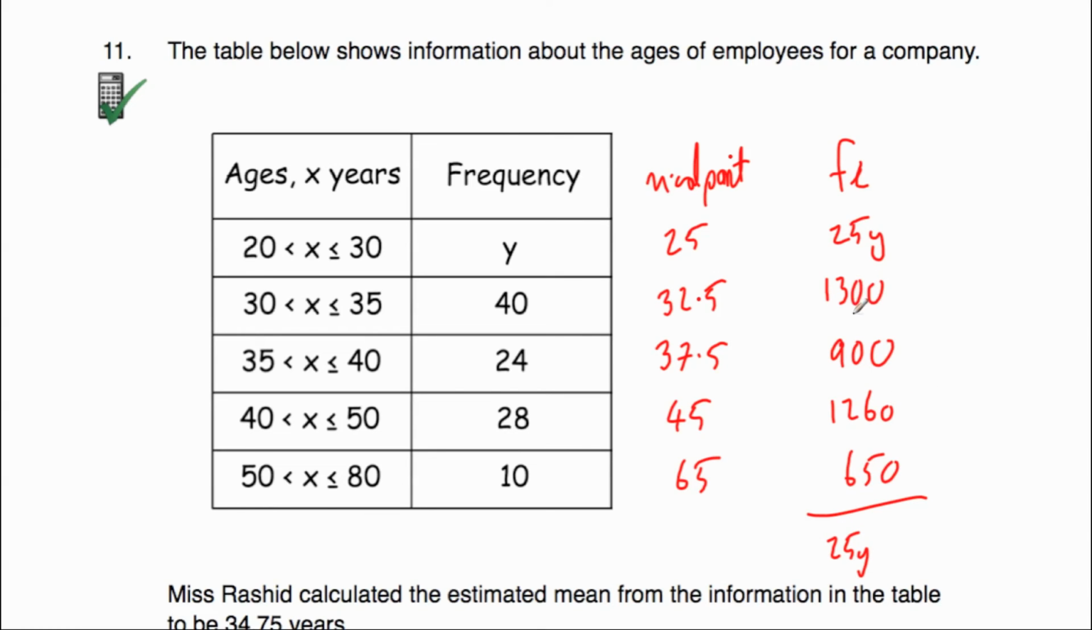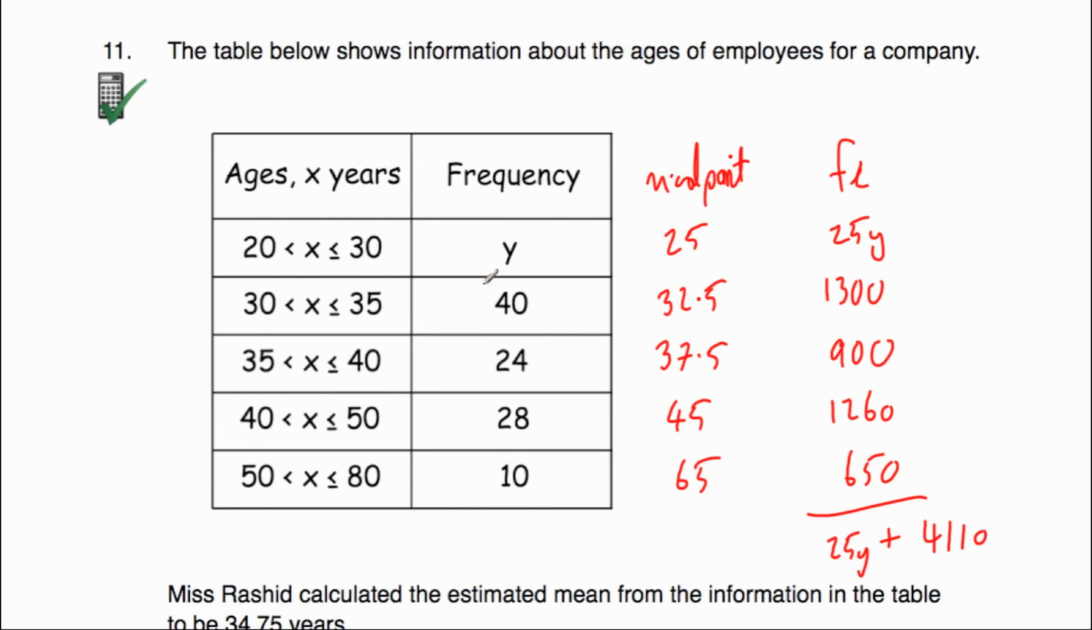Now we're going to add up all the numbers. Remember, whenever you're collecting like terms, you add up all the y's and add up all the numbers, and that's what we're doing here. So 1,300 plus 900 plus 1,260 plus 650 would be 4,110. So when we add up the fx column, we get 25y plus 4,110.